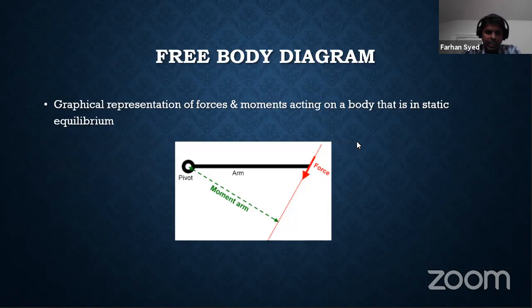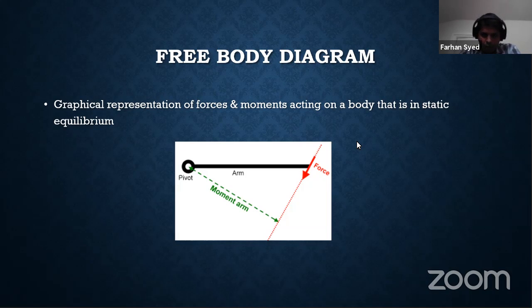So what's a free body diagram? A free body diagram is a graphical representation of the forces or the movements that are acting on a body that is in static equilibrium. What we mean by static equilibrium is that all the forces neutralize themselves so that the body is in equilibrium. The picture here shows you a pivot point, an arm and the force.